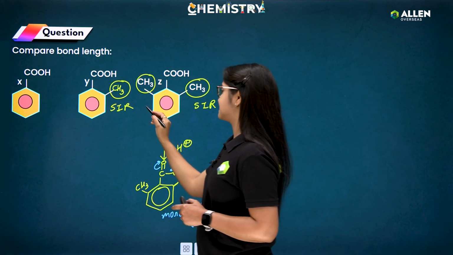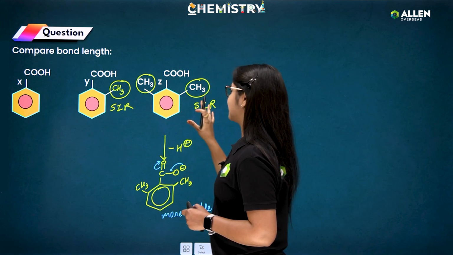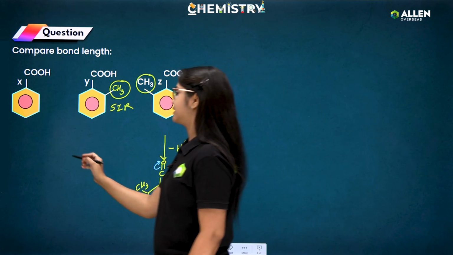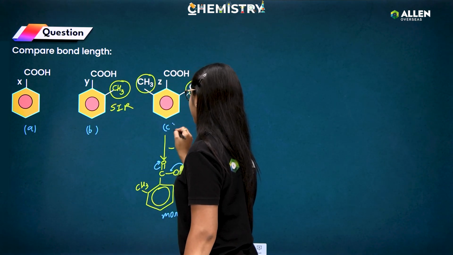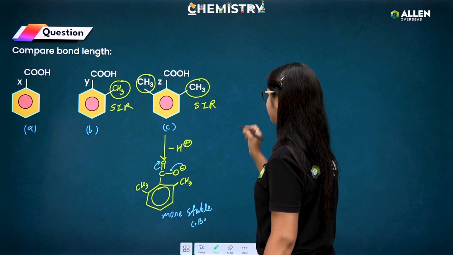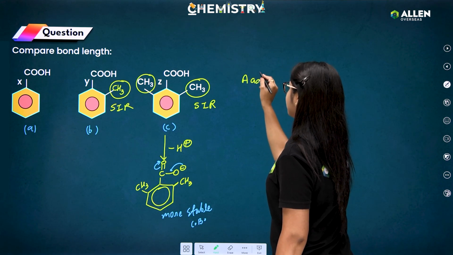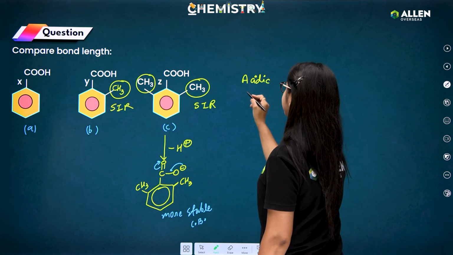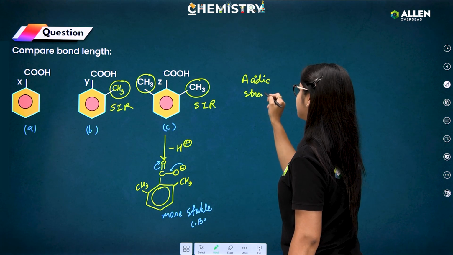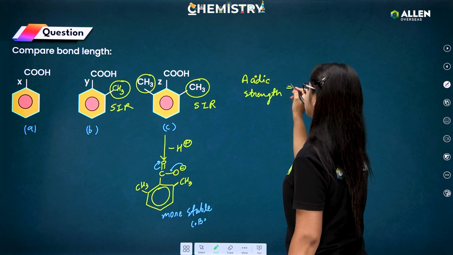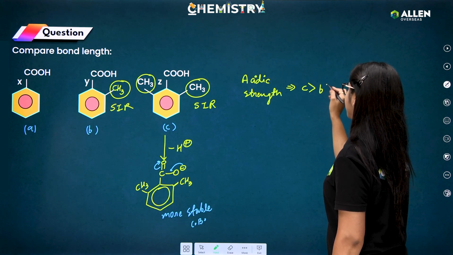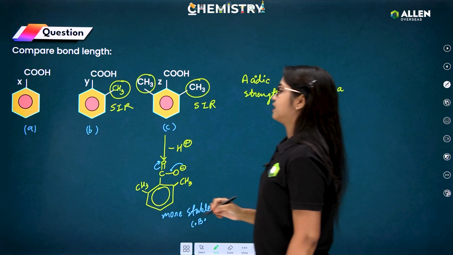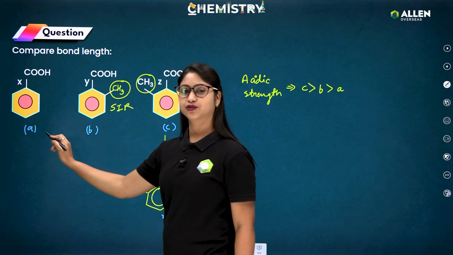So that's why, the more the stability of the conjugate base, the more will be the acidic strength of the corresponding acid. So if I compare the acidic strength of these three compounds, this is A, this is B, and this is C. If I write the order of acidic strength for these three compounds, then we can say C will be most acidic, then B, and then A, okay? Here you don't have any SIR effect, right?